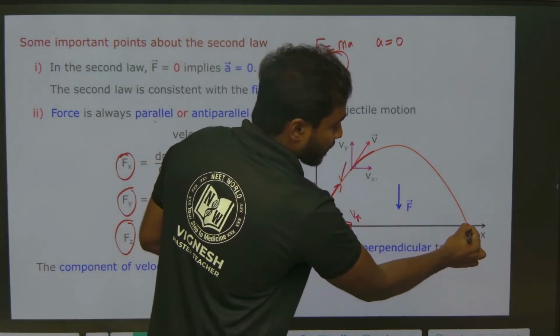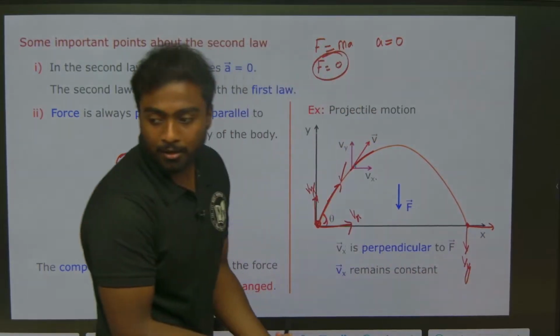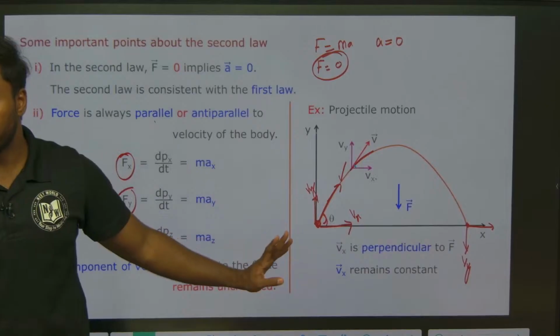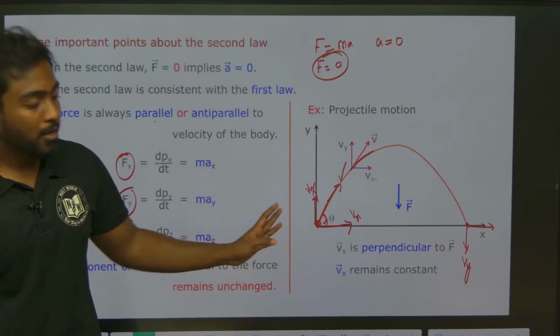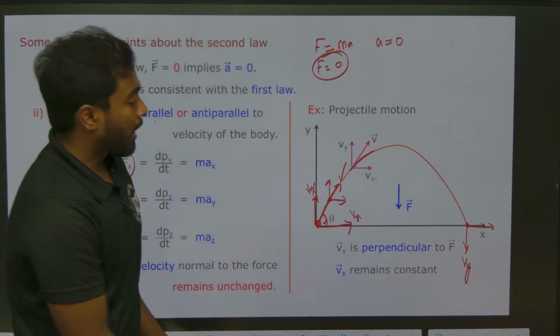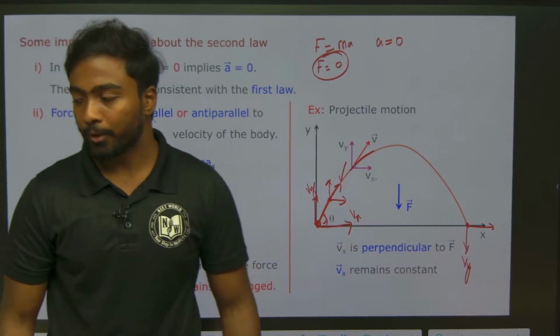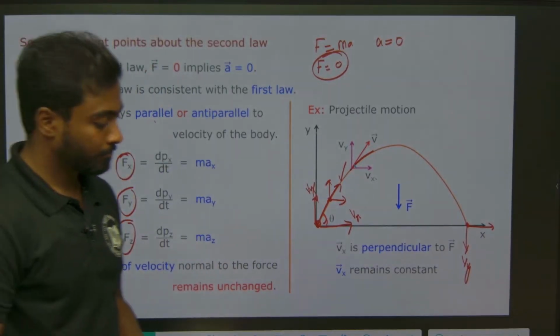If I come here in this case, velocity y will be in this direction and x will be in this direction, which means both are parallel. In this case it is anti-parallel. Up to here, again, it is parallel. You can take a note of this.